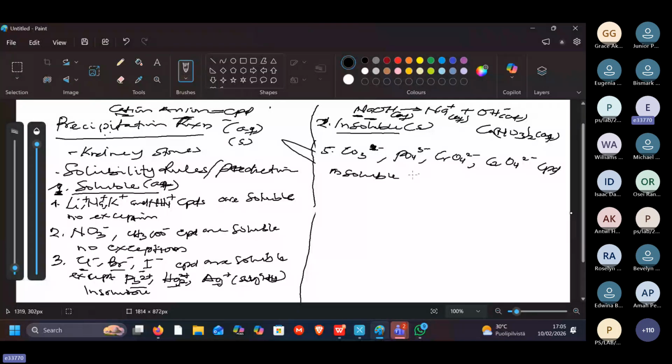Can you tell me the exception? Well, except when they meet with the group 1 metals, you remember there's no exception there, and then ammonium, then they become soluble. So that is the exception. Is that okay?